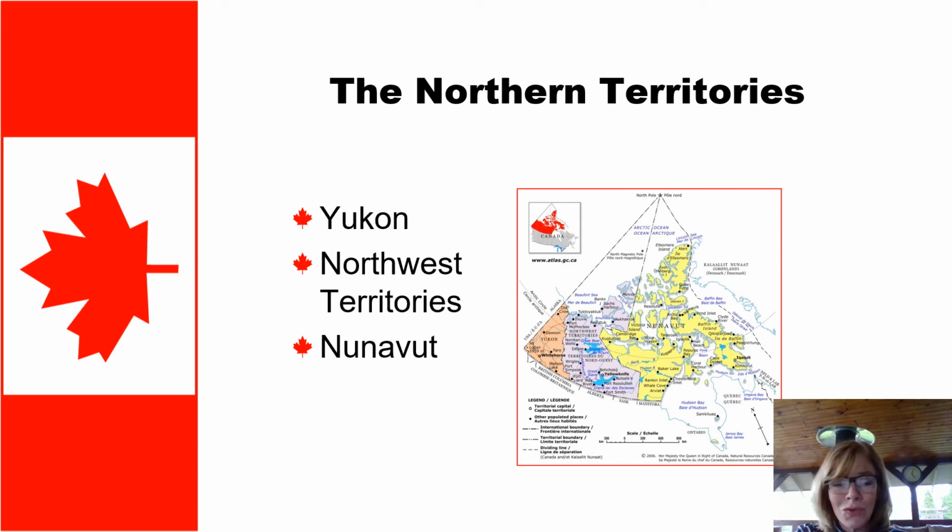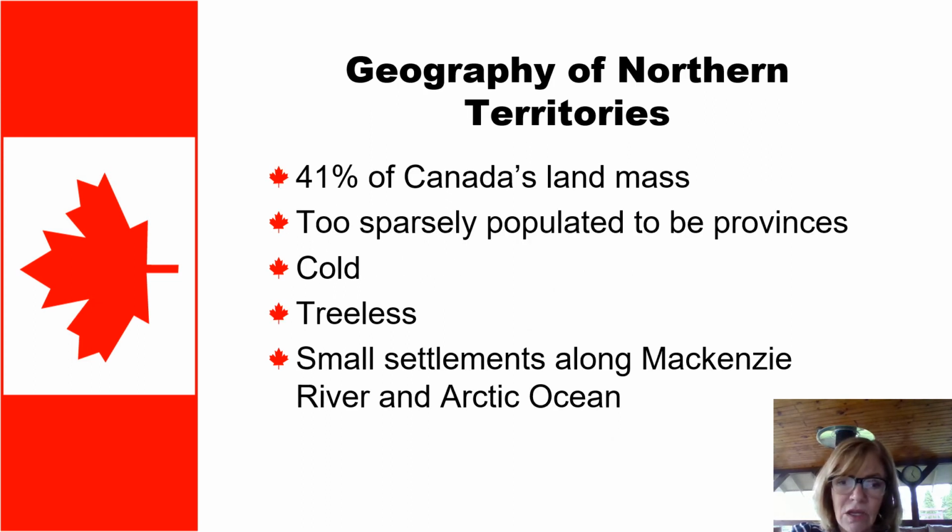Okay, and then we get the Northern Territory. So this is up there into Yukon, Northwest Territories, and Nunavut. Okay, up there, all these territories make up 40% of the land mass of Canada. It's very sparsely populated. Not very many people live up there just because it's so cold and barren. There are some small settlements along various sources of water, like the Mackenzie River up along the Arctic Ocean as well, so that different supplies can be brought in, or you could fish in the Arctic Ocean.